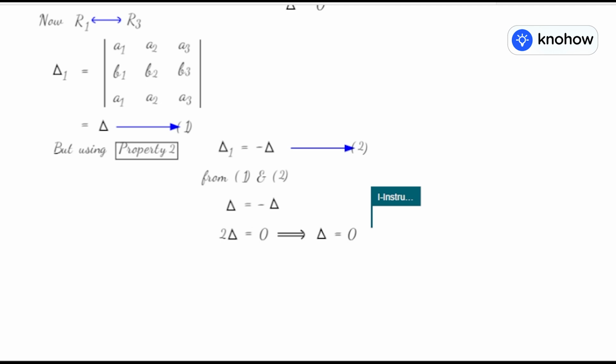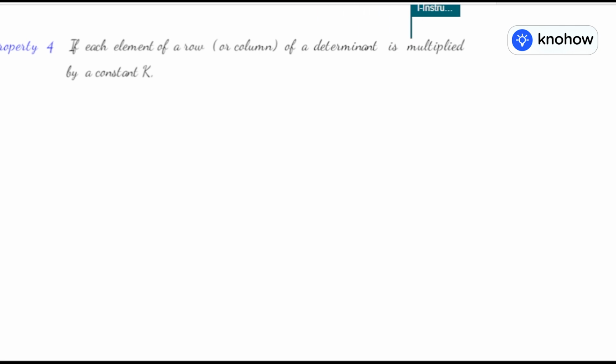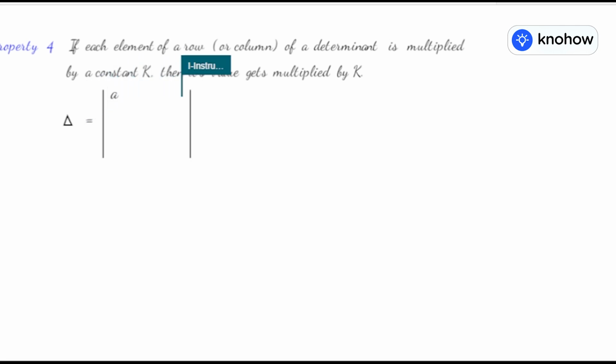Property 4. Please note down, if each element of a row or column of a determinant is multiplied by a constant k, then the value gets multiplied by k. What do you mean by this? Given is a determinant a1, a2, a3, b1, b2, b3, c1, c2, c3.